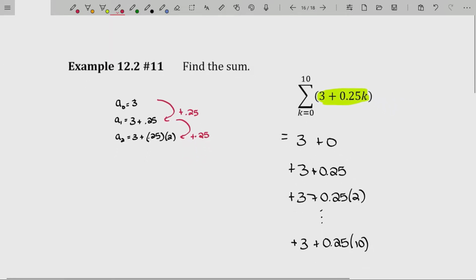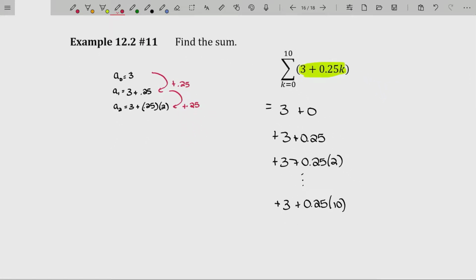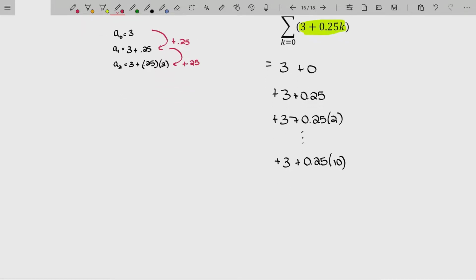I don't actually need to get too technical into the formula, because if I need to add up the first bunch of terms here, it's a little bit easier just to use my averaging formula. Now remember, the averaging formula said S sub n is equal to n times the average of the first and last term.